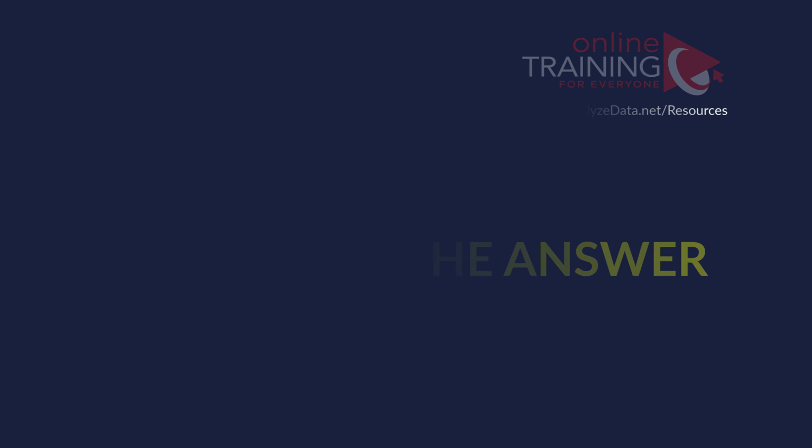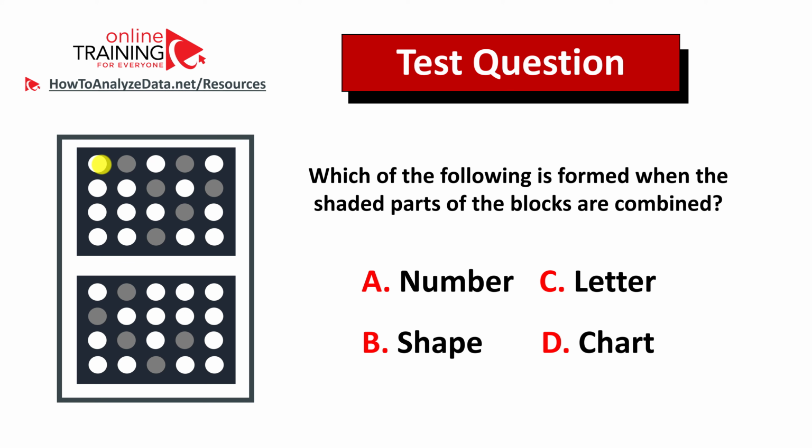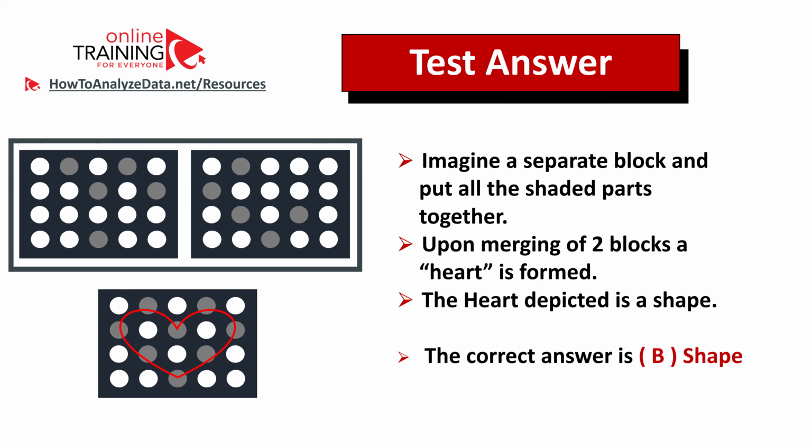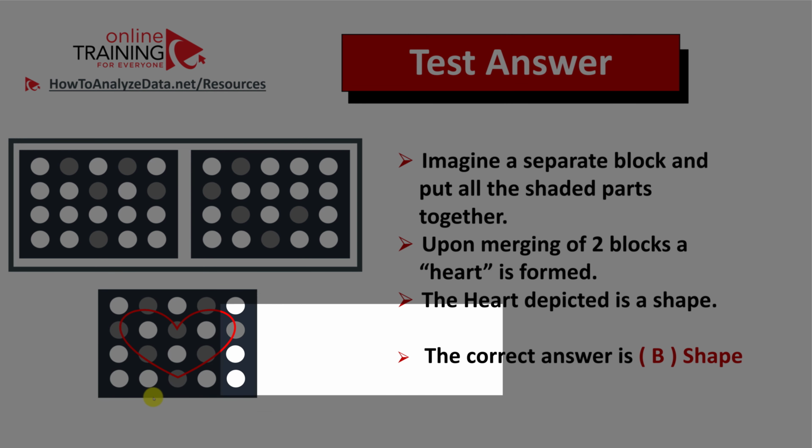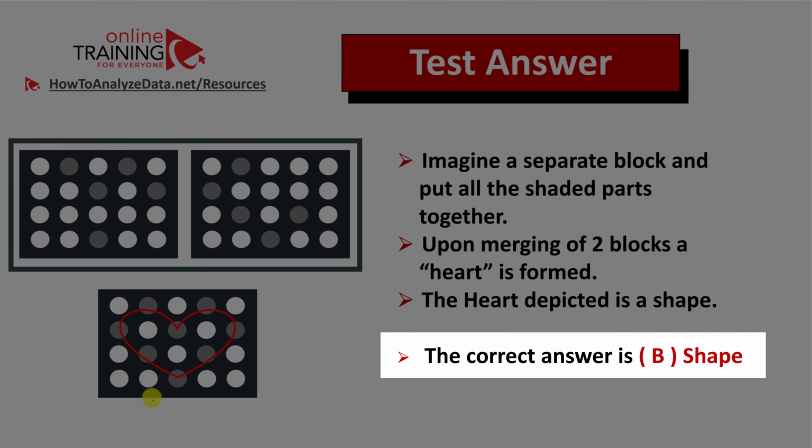Did you figure out the answer? Let's continue to see if we can solve this challenge together. The best way to solve these types of questions is to imagine a new block and understand what is formed when all the shaded circles are merged together from two original blocks. And upon merging, you will see that the heart is formed, which is represented here in the third block. And heart is a shape, so the correct answer here is choice B, shape.